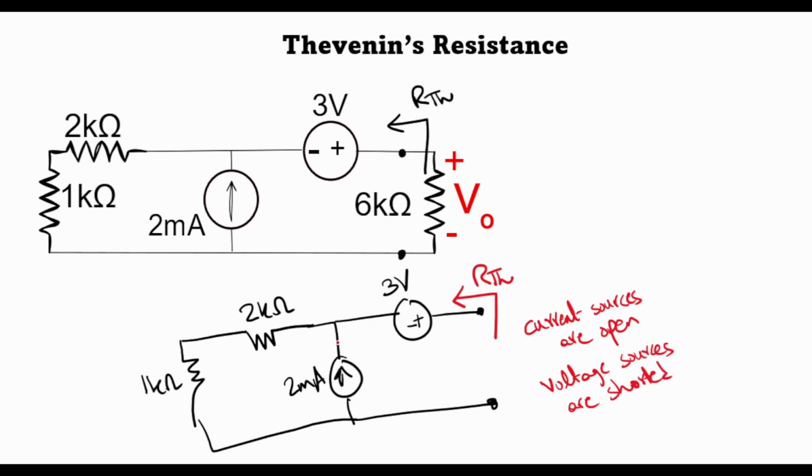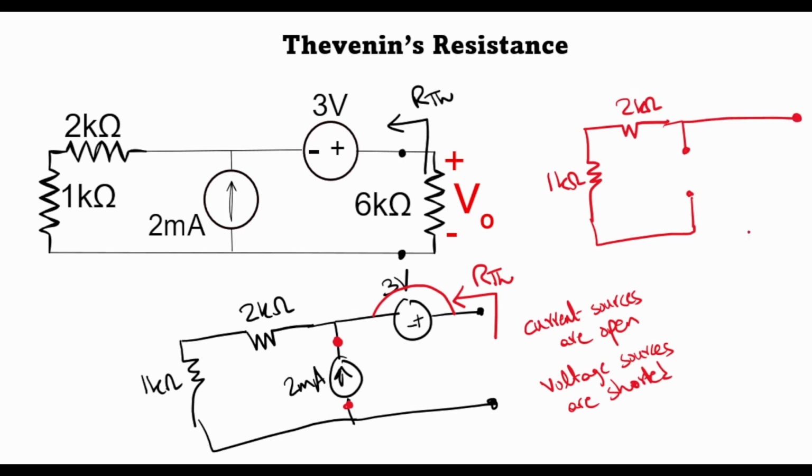Therefore, we open this 2 milliamp current source and we short this 3 volt voltage source. So let's redraw the circuit. We have the 1 kilo ohm here, 2 kilo ohm resistance, and then this current source is open circuited and the voltage source is shorted, and we are interested in finding the equivalent resistance looking back into the network from this point. And this is simply the series combination of these two resistances, and this comes out as 3 kilo ohms.